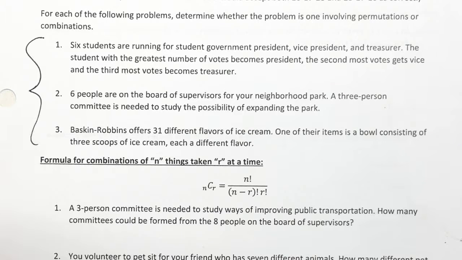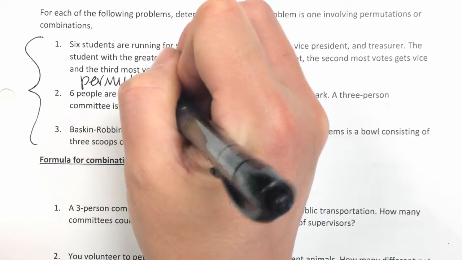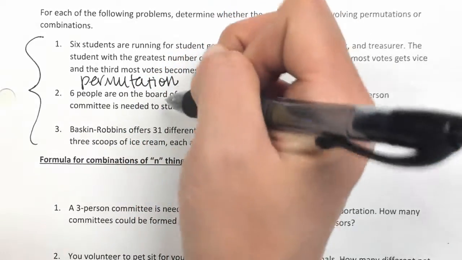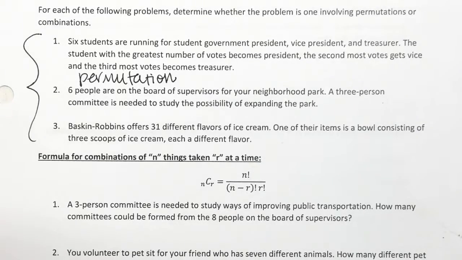Okay, so let's think about this. Does order matter in this situation? Yes, it does, because you have first, second, and third, and doesn't it say the one with the most votes gets first? So the one with the most votes couldn't get third, right? Order does matter in this case. So it's a what? Permutation. Good. And we'll come back to number 1 because we know how to work it. So we'll talk about how to work that one in a second. Any questions about that one? How order matters?